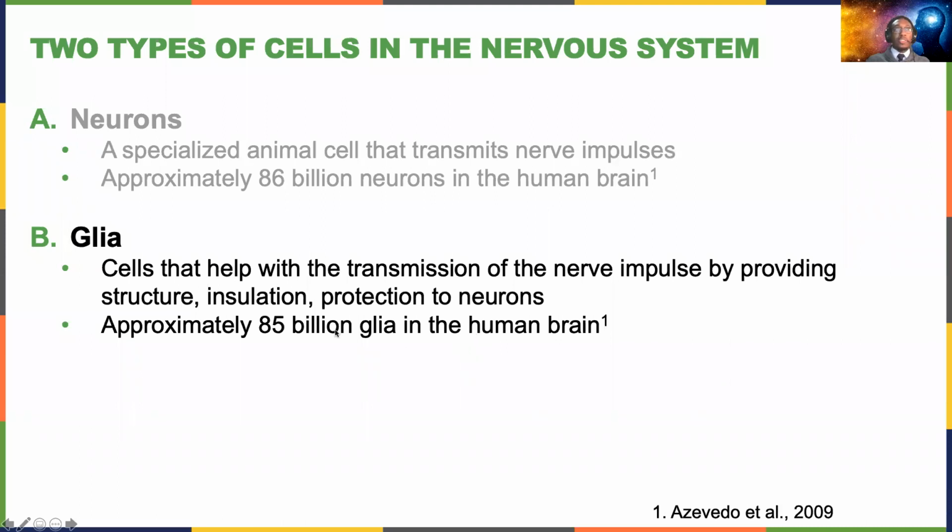I mentioned in a previous video that there are two main types of cells in the nervous system. The second main type of cell in the nervous system is glial cells. And glial cells play really just as important of a role as neurons, even though neurons typically get most of our focus. And glial cells are cells that help with the transmission of the nerve impulse by providing structure, insulation, and protection to neurons. They protect against pathogens, they provide structure and support in particular areas of the nervous system, and there's almost as many glia as there are neurons in the human brain.